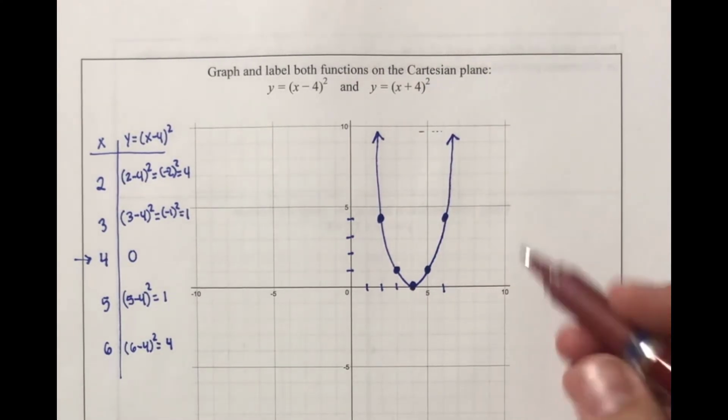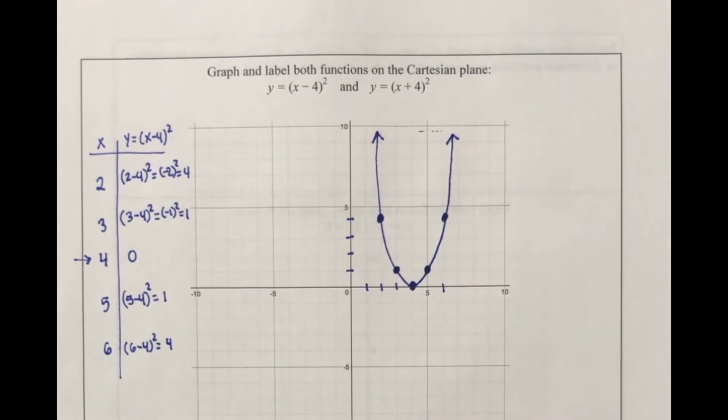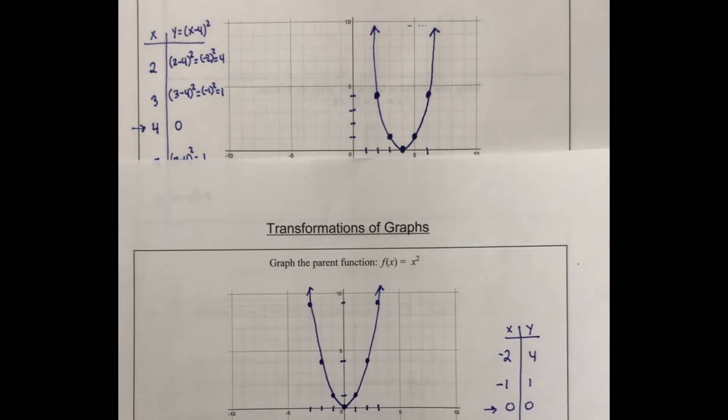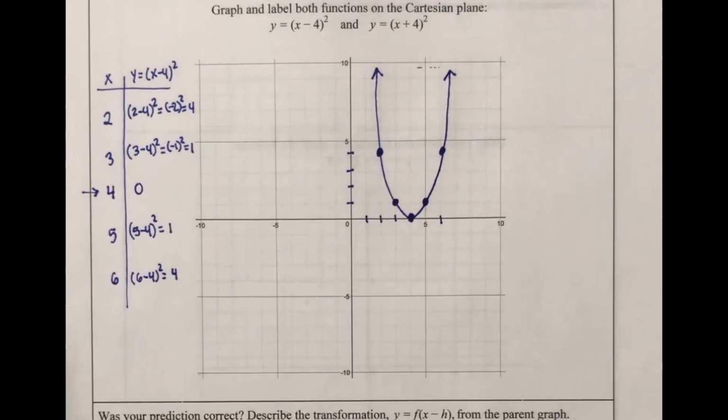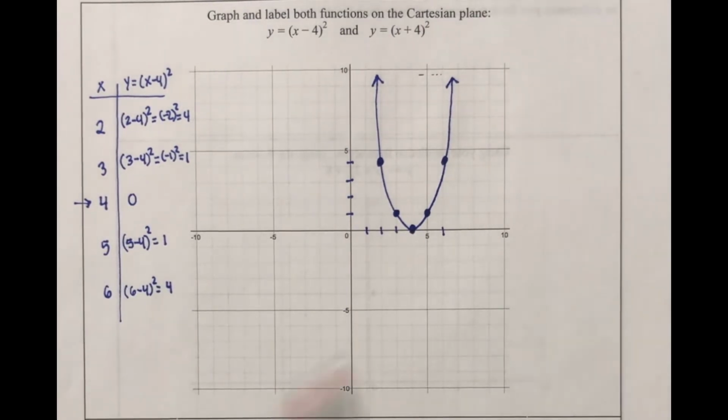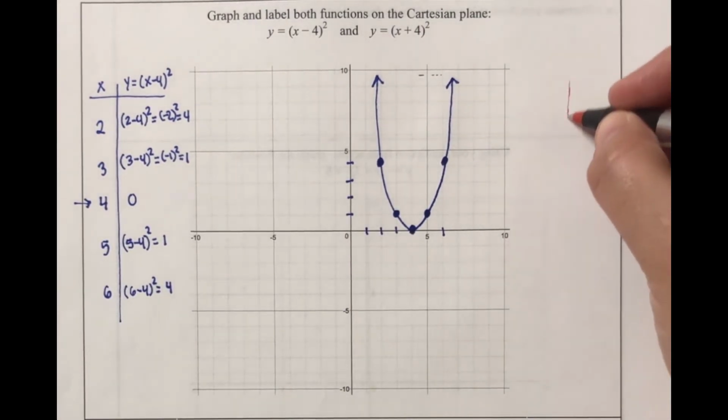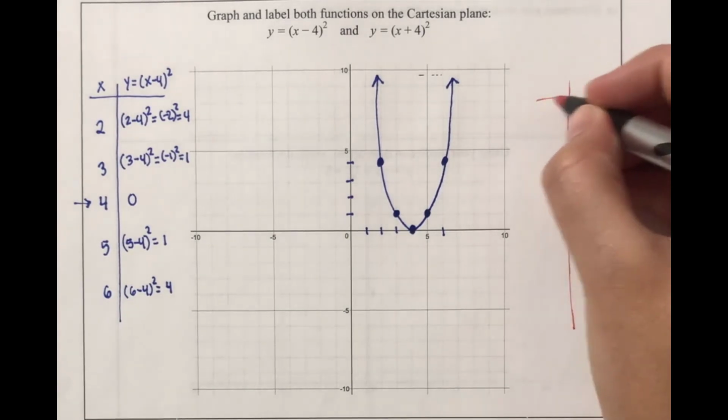Okay, so take a look at this compared to our original. Our original was centered at 0, 0. The vertex was at 0, 0. And this one here shifted to the right. So it moved over to the right. Okay, let's do the next one and then we'll summarize this transformation.